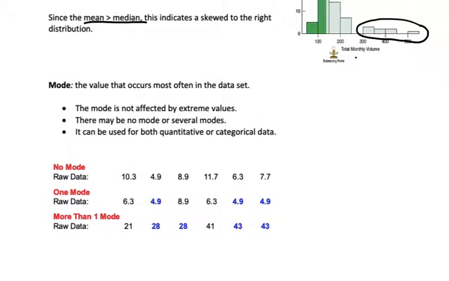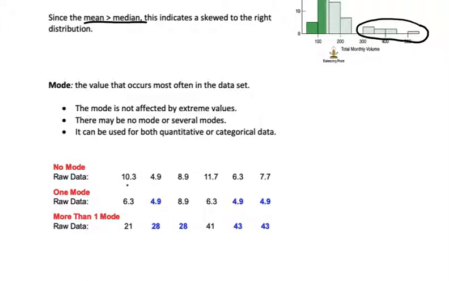The last thing that we're going to talk about in this section is mode. In statistics, generally in elementary school, you learn mean, median, mode. The mode is not actually used very much by actual statisticians. It's the value that occurs most often in the data set. It's not affected by extreme values. Unlike mean and median, there could be no mode or there could be several modes. And also, unlike mean and median, it can also be used for categorical data.